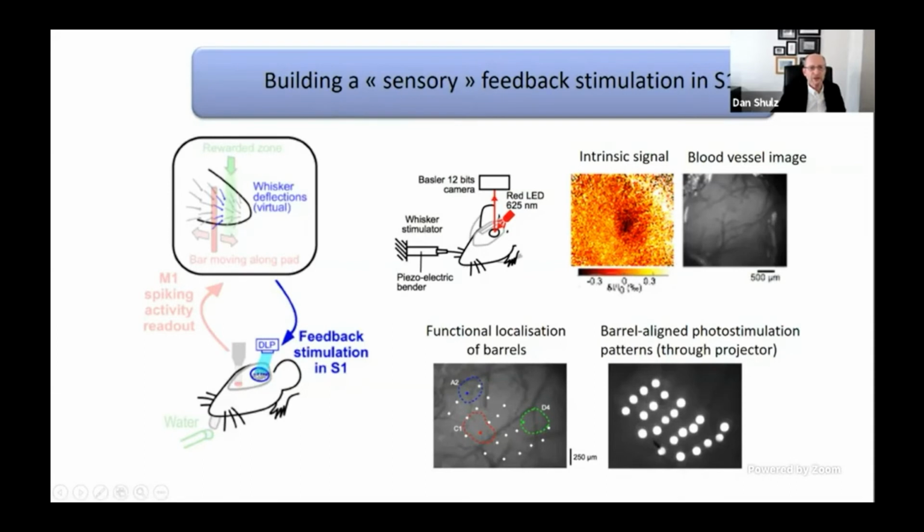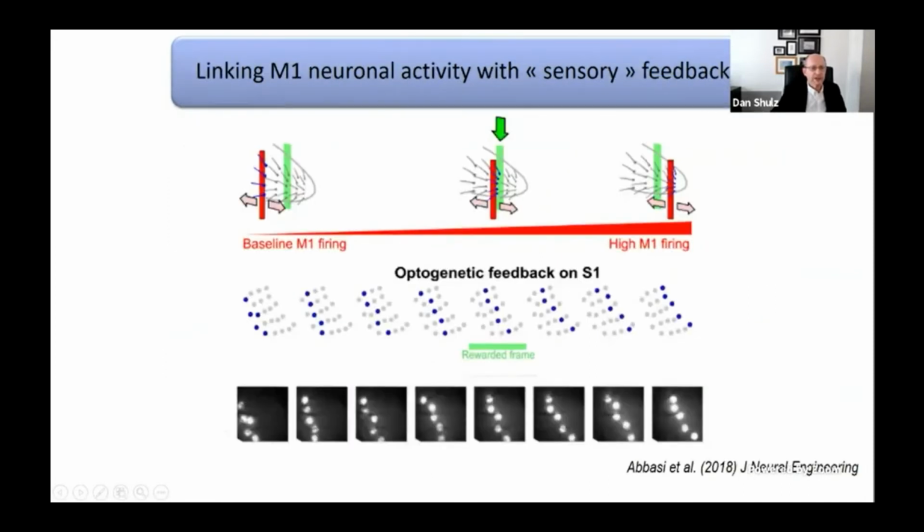Initially, we do a functional localization of these barrels by using intrinsic signals, and once we localize the barrels, then we can stimulate them with these blue lights individually. And the way we did this is that we correlated the position of the stimulation in the somatosensory cortex with the activity in M1, so that the activity is very low.